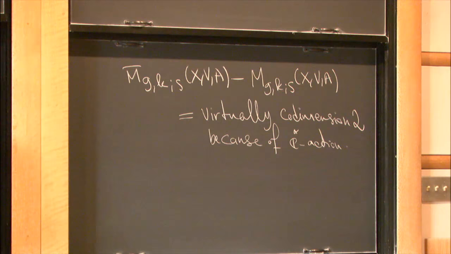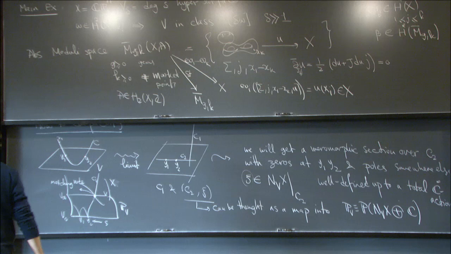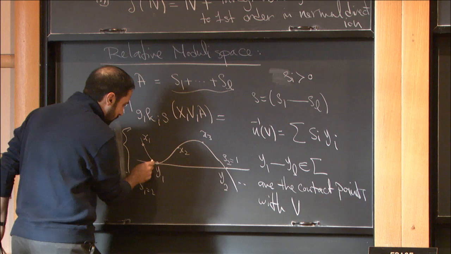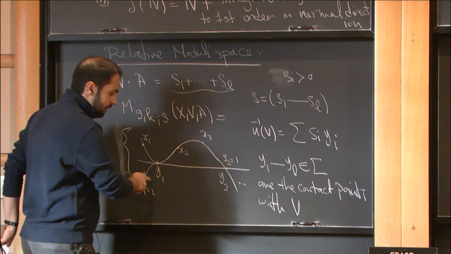The marked points xi can also fall into points yi. Yeah, so for example, if this is sinking to here, you'll get some trivial fiber with the marked points on that.